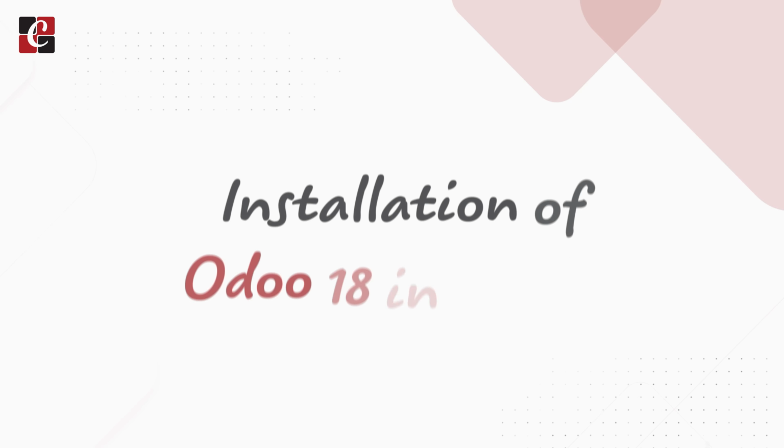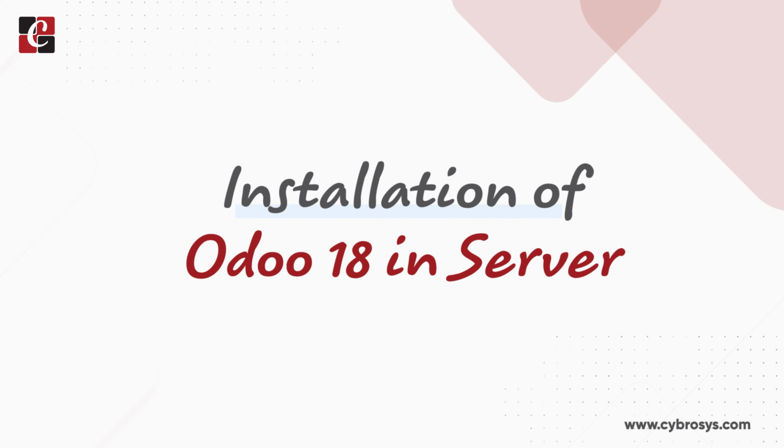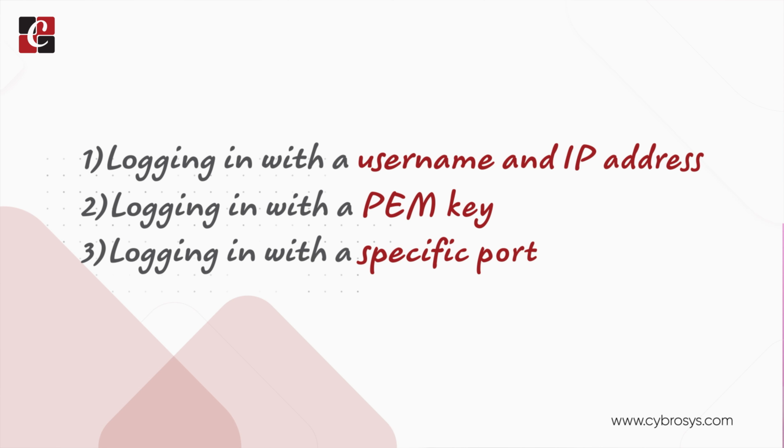In today's video, I'll be talking about the installation of Odoo 18 in Server. There are three ways in which you can install Odoo in Server. The first one is logging in with a username and IP address, the second method is using a PEM key, and the third method is using a specific port.